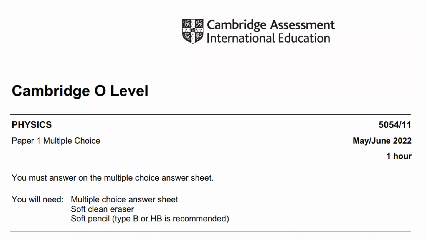Hello and welcome. This is Cambridge O-Level Physics paper number 1, multiple choice. The subject code is 5054. This is May-June 2022 paper, and this is version 1 for this exam. Let's start.